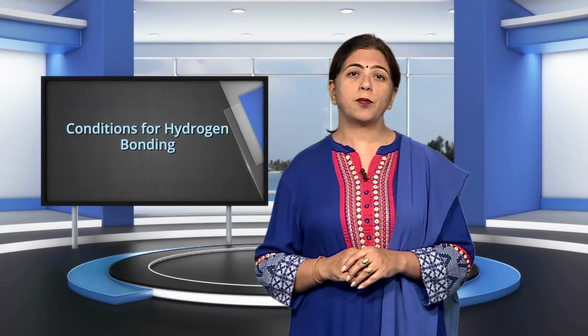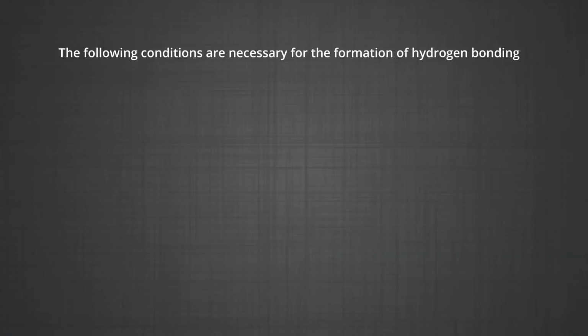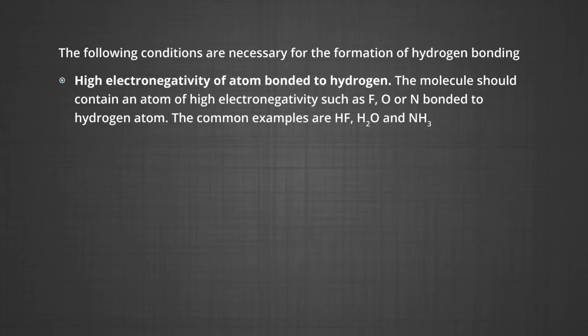Now, let me discuss the conditions for hydrogen bonding. The following conditions are necessary for the formation of a hydrogen bond. The first one is high electronegativity of the atom bonded to hydrogen. The molecule should contain an atom of high electronegativity. Again, I am telling you, it is fluorine, oxygen or nitrogen bonded to a hydrogen atom. The common examples are hydrogen fluoride, water and ammonia, that is NH3.